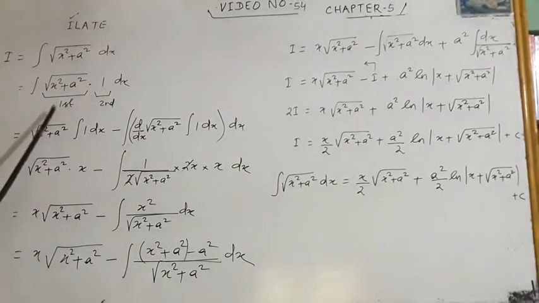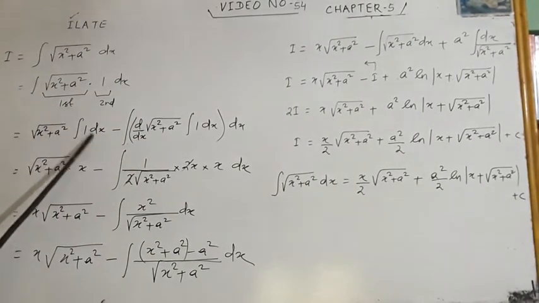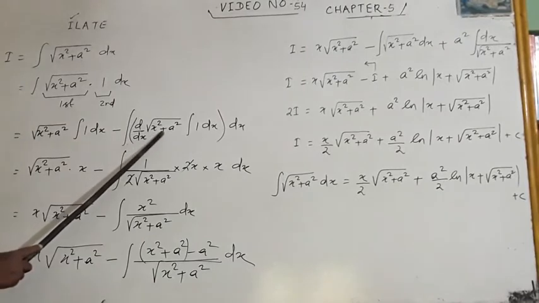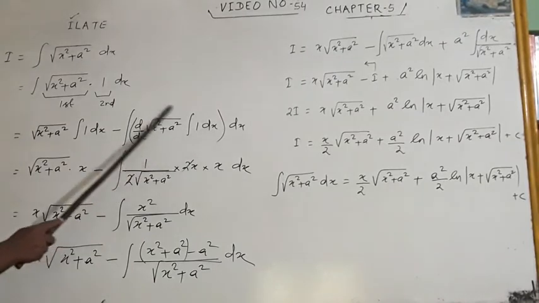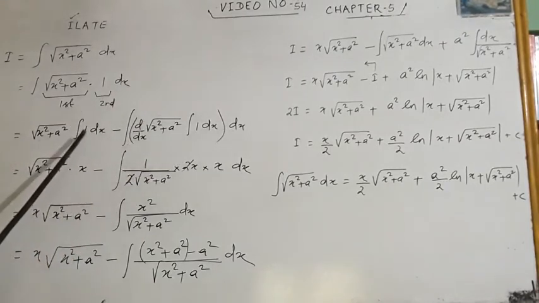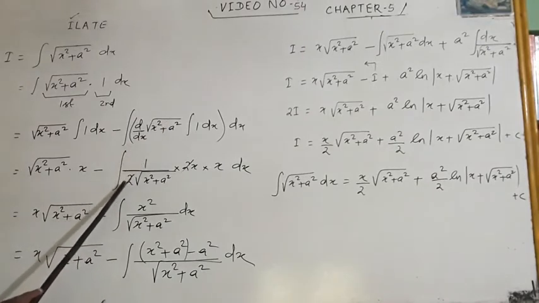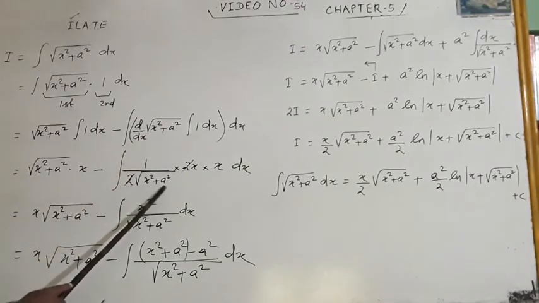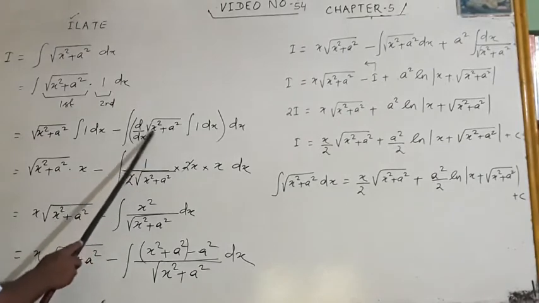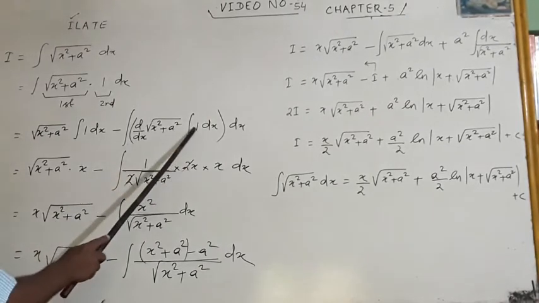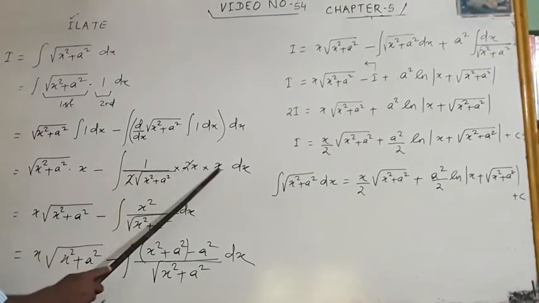Now the derivative of √(x²+a²) is what we need, and the integration of 1 dx is x. So its integration is x times √(x²+a²). The derivative of √(x²+a²) is 1/(2√(x²+a²)) times the derivative of x²+a², which is 2x, and the integration of 1 dx is x.